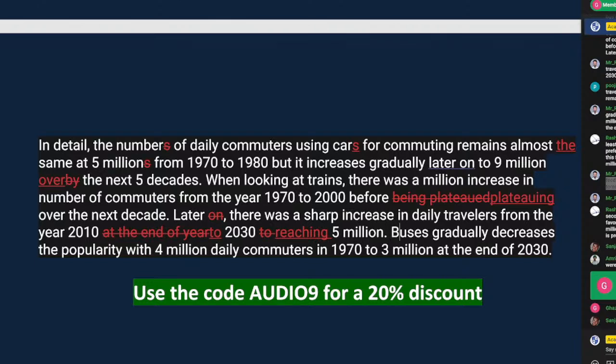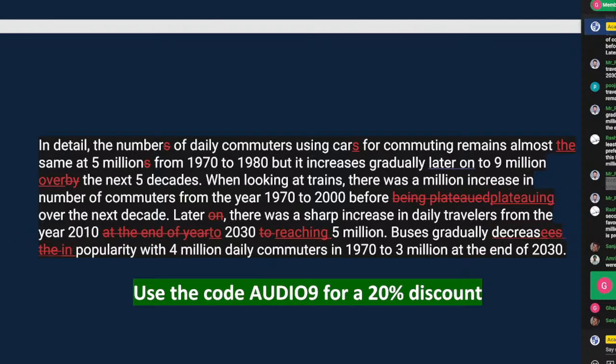Buses gradually decrease. Again, remember, Rahul Preet, this is past, present, future, so you want to use the present tense here. Okay. Decrease, not the popularity, but in popularity, with 4 million daily commuters in 1970 to 3 million at the end of 2030. Okay, Rahul Preet, overall not bad. So it's a pretty good piece of writing. I think it's still at around a band 7 level writing.